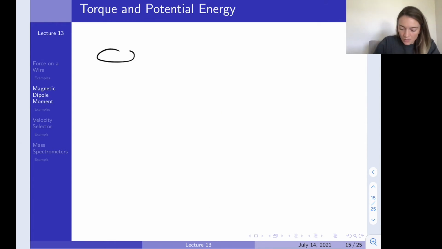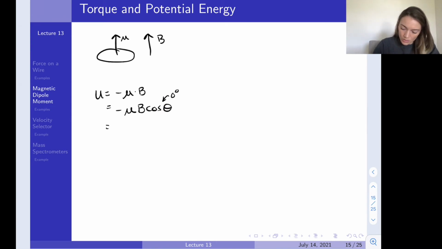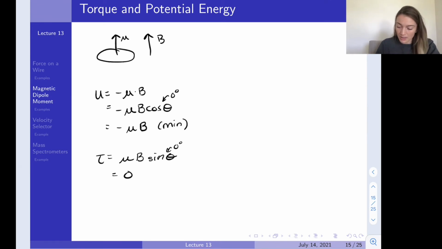So just to recap, if we have some magnetic dipole in the same direction as the magnetic field, the potential energy is given by this, which is negative mu B cosine theta. In this case, the angle is 0 degrees, so we get U is negative mu B, which is the minimum value of our potential energy. So the magnetic dipole will want to align itself in the same direction as the magnetic field, just like in the case of an electric dipole, where the electric dipole wanted to align itself in the direction of the electric field. And then here, the torque, we said, is mu B sine theta, and sine of 0 degrees is just 0. So here we have no torque acting on this dipole.